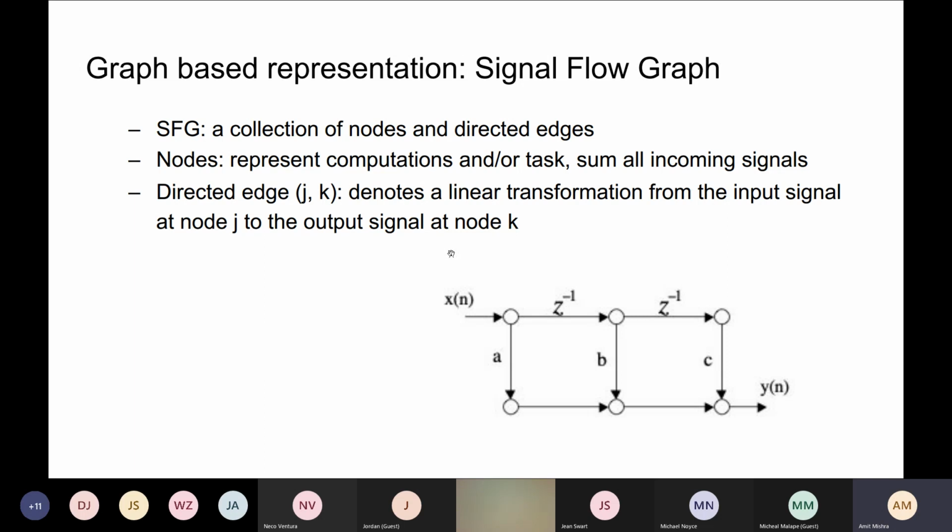Just like any network, it has nodes and directed edges. In a signal flow graph, the nodes represent computations or tasks and sum all incoming signals. So each node will take the inputs and sum them, or perform certain operations like a multiply. Now, the edges denote linear transformations. They can be either delays or scaling operations like a multiplication. So this one shows the same block diagram in the form of a signal flow graph.